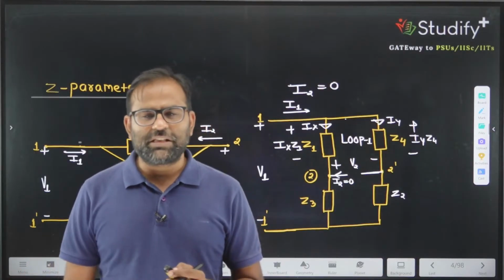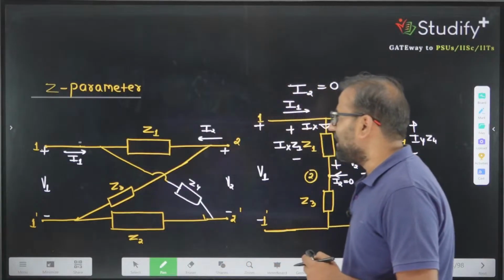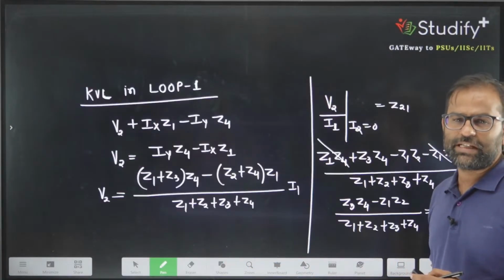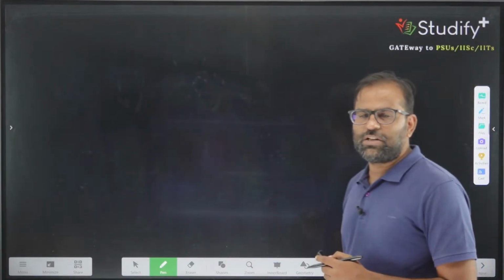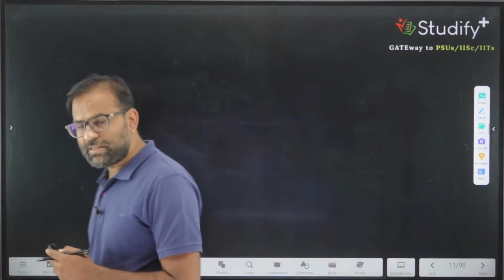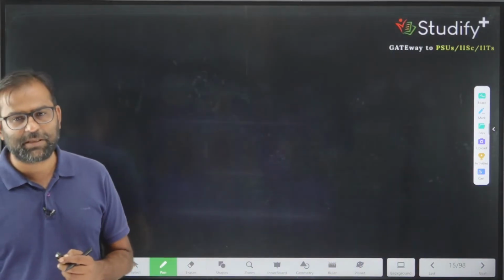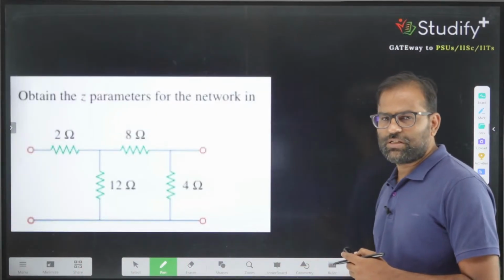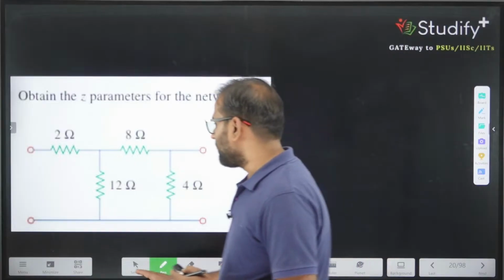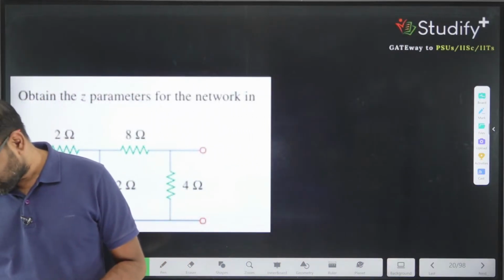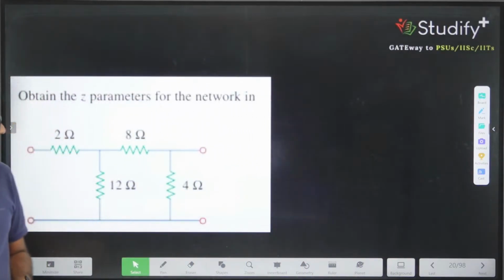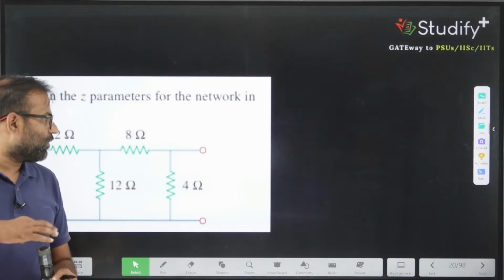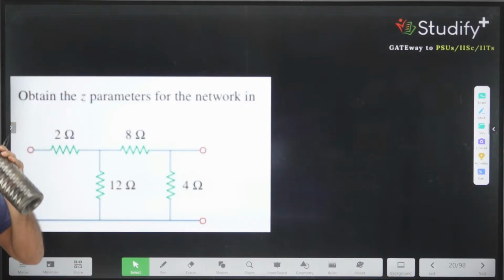We'll talk about everything, but these questions are divided into 3 or 4 categories. Let's see that category of questions one by one on Z parameter. Right now we are only talking about Z parameter. Let's see the first category of the question. This is the first question, and what this question is saying: a network is given, 2, 8, 12 and 4, and we are interested in the Z parameter.